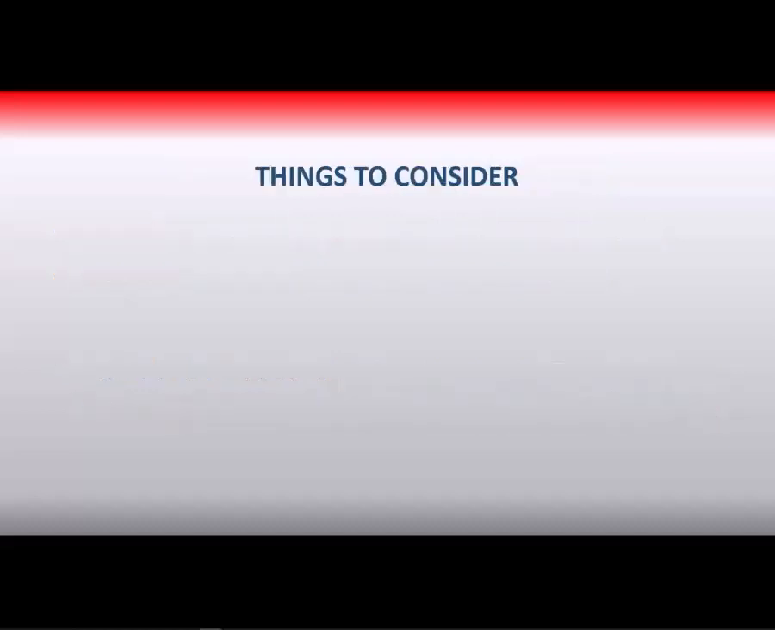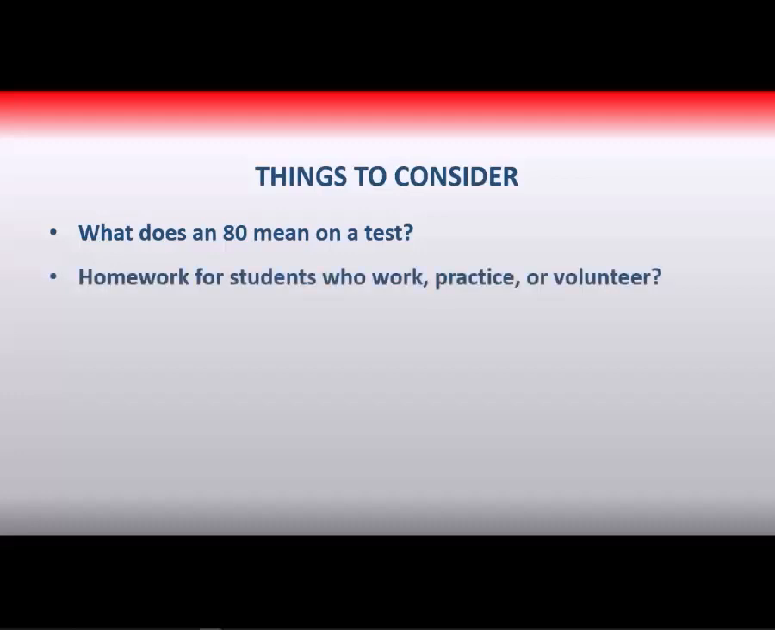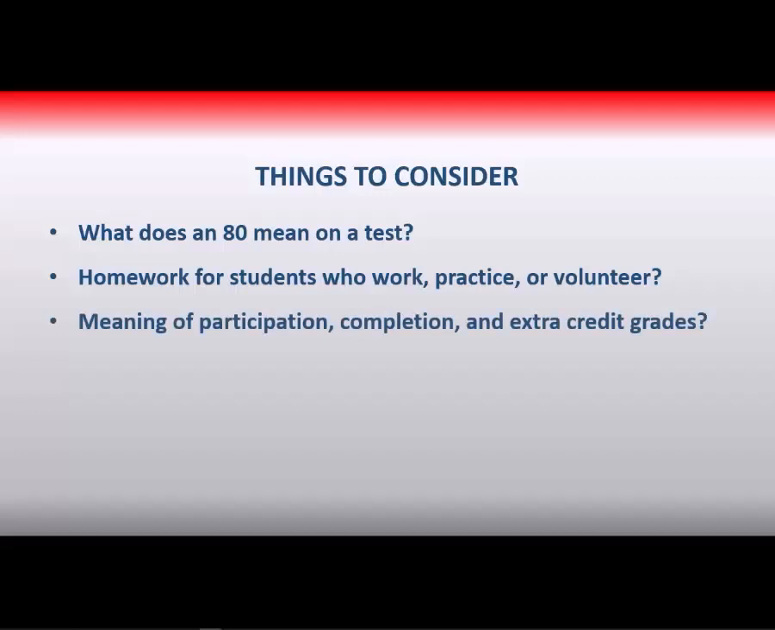As we look at our traditional grading practices, here are some things to consider. First off, what does an 80 mean? How is that different from an 82 or a 79? Next, what about the excessive homework that we give students, especially those who work after school or practice for band or concert or a sports team, or those who volunteer after school? What is the exact meaning of participation grades or extra credit? What do these types of grades tell us about a student's understanding of the course?